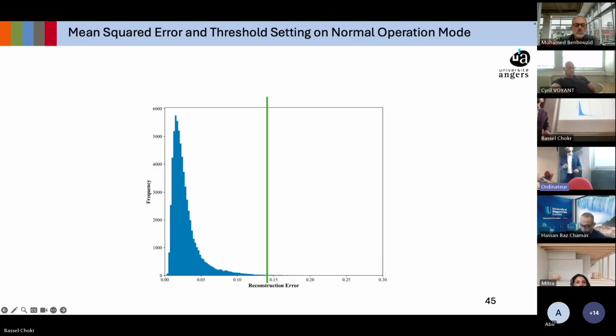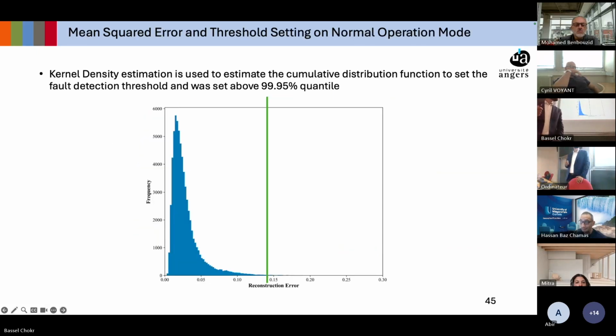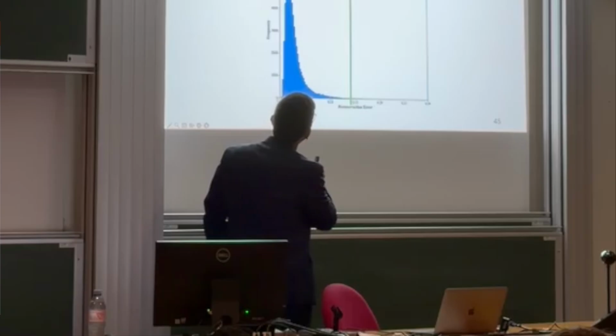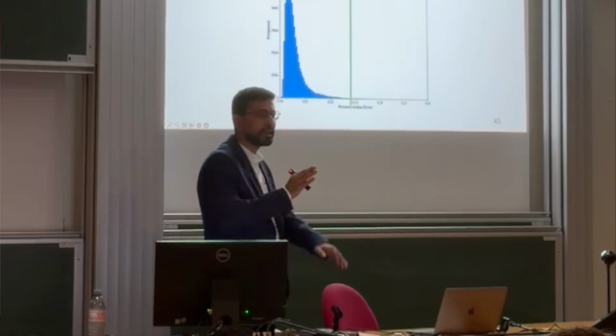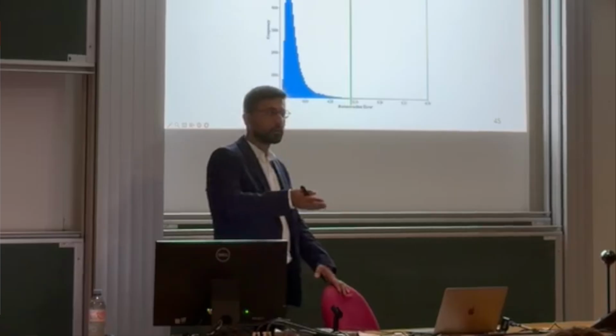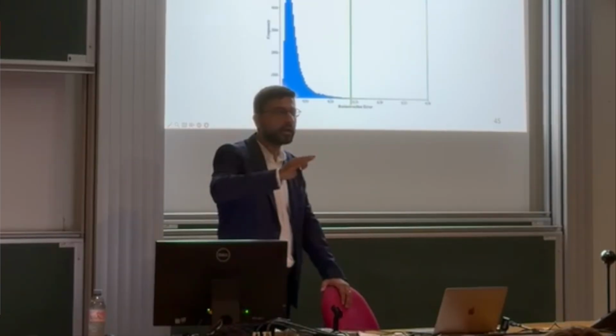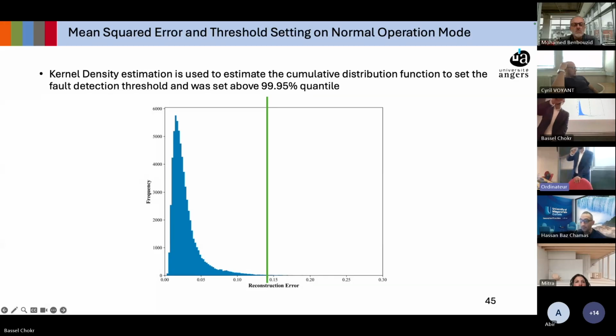Then we got the reconstruction errors, where we did KDE estimation to get the cumulative distribution function, and selected the threshold at 99.95% for the normal operation mode, since we trained on normal operation mode. We selected this threshold because all of the reconstruction errors in the normal operation mode training should tell us that we are normal. So above this threshold, we are in an anomaly, we are detecting an anomaly.